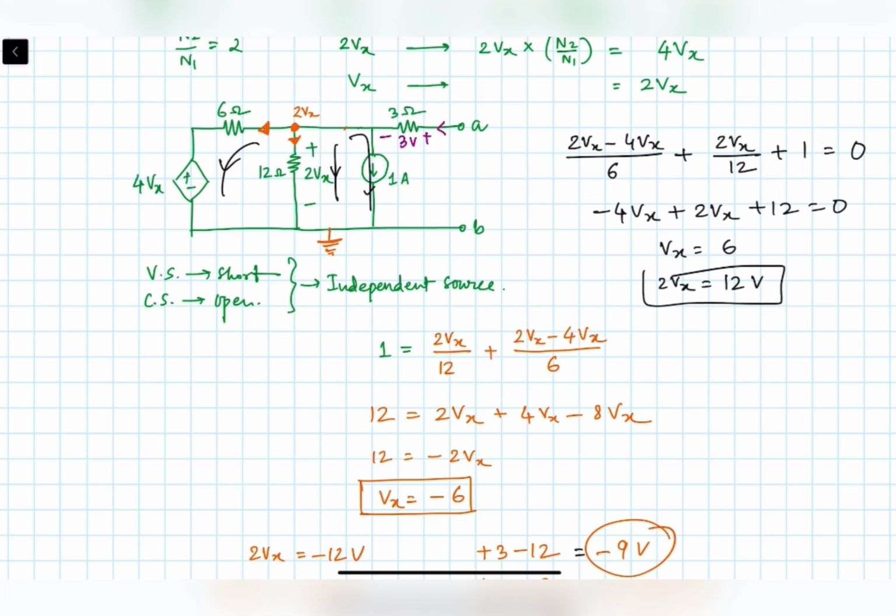Now this is only the voltage across this part, across the 1 ampere current source, and that only will come to the AB terminal because there is no current flow in this 3 ohm resistor, so there will be no voltage drop for now. So the voltage whatever you are getting here, that same voltage you will get over here. So that's how you will get the VTH.